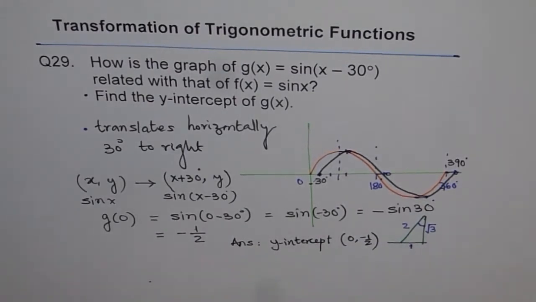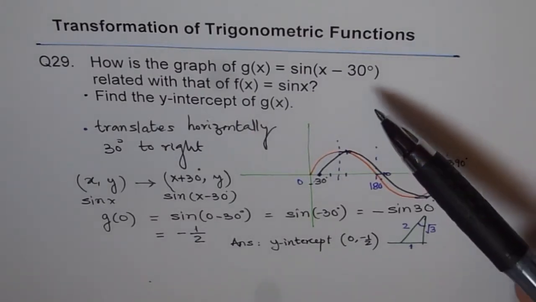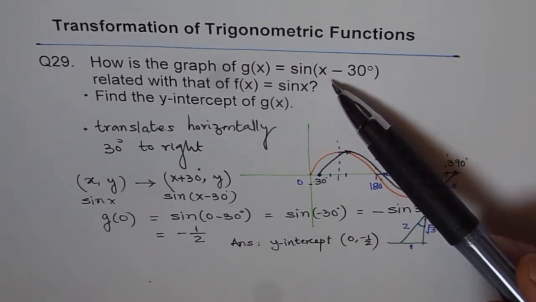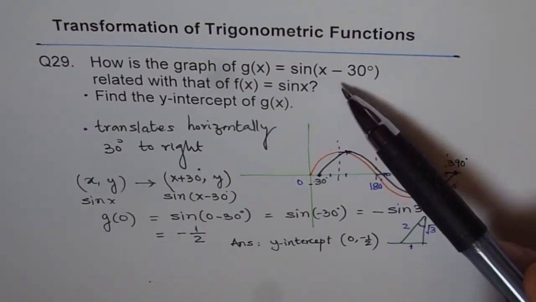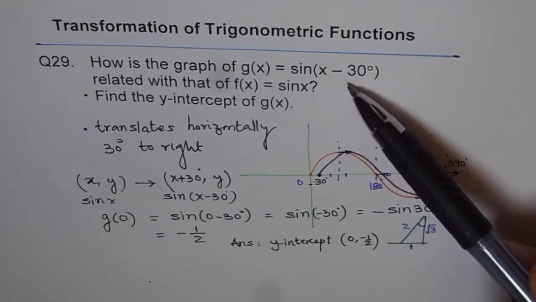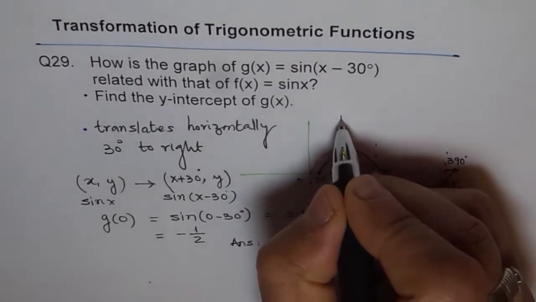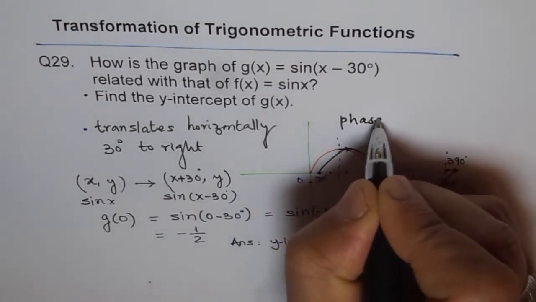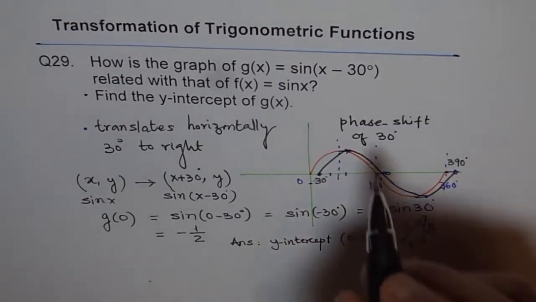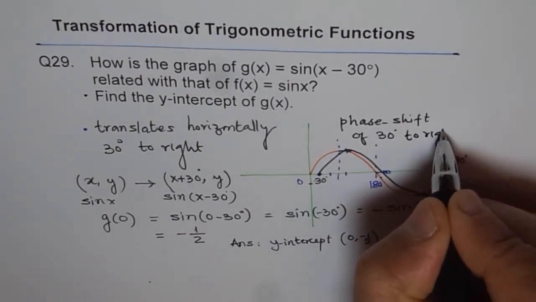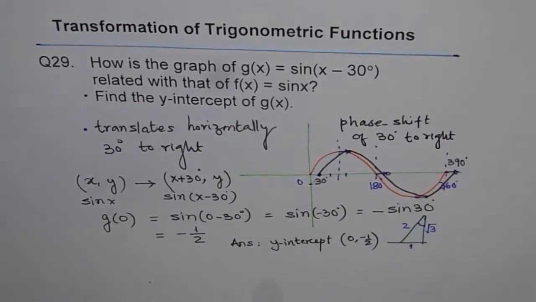So I hope you understand and appreciate the effect of minus 30 inside the brackets, right? It is a horizontal transformation, or we also say phase shift. So it is a phase shift of 30 degrees to the right. Let me say it again very clearly: a phase shift of 30 degrees to the right. So that is how it is.